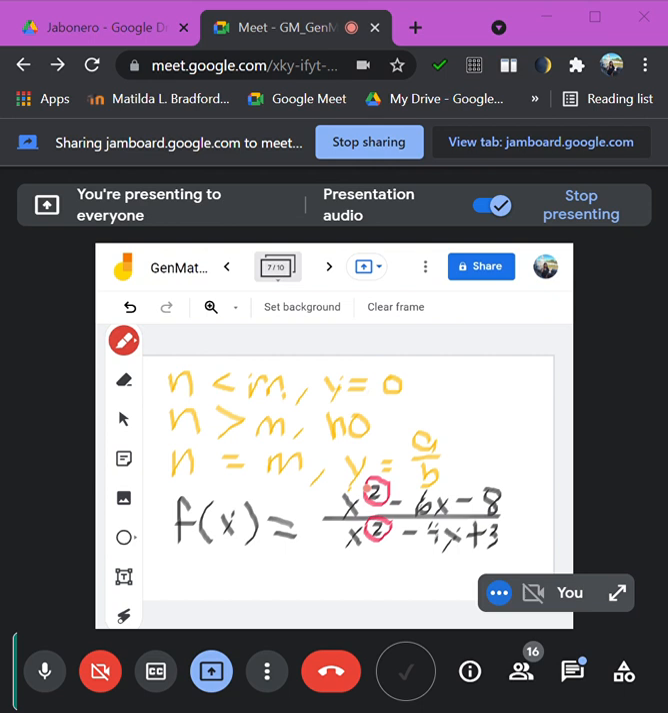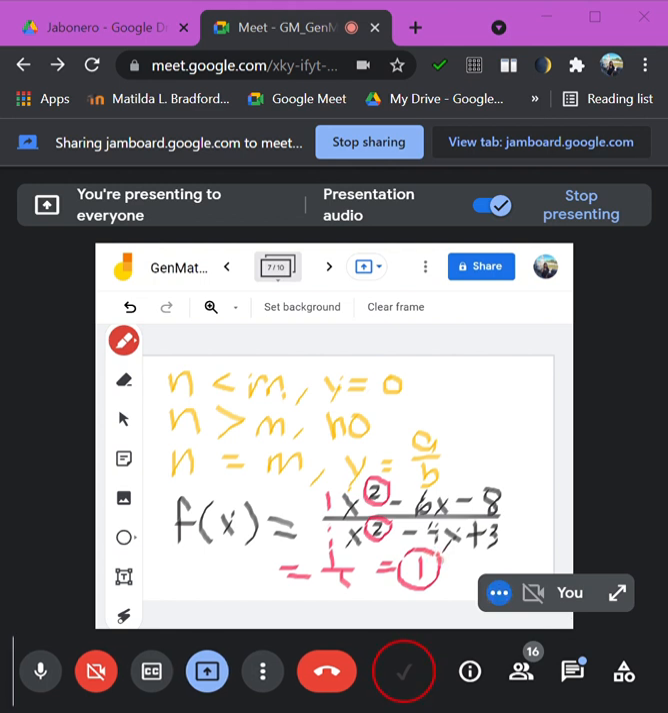So, di ba, ang numerical coefficient ani niya is 1 man. And then, this one as well is 1. So, you will have there 1 over 1. So, that is equivalent to 1. So, meaning to say, your range is the set of all real numbers except 1. Okay? Your range of your f of x is the set of all real numbers except 1.